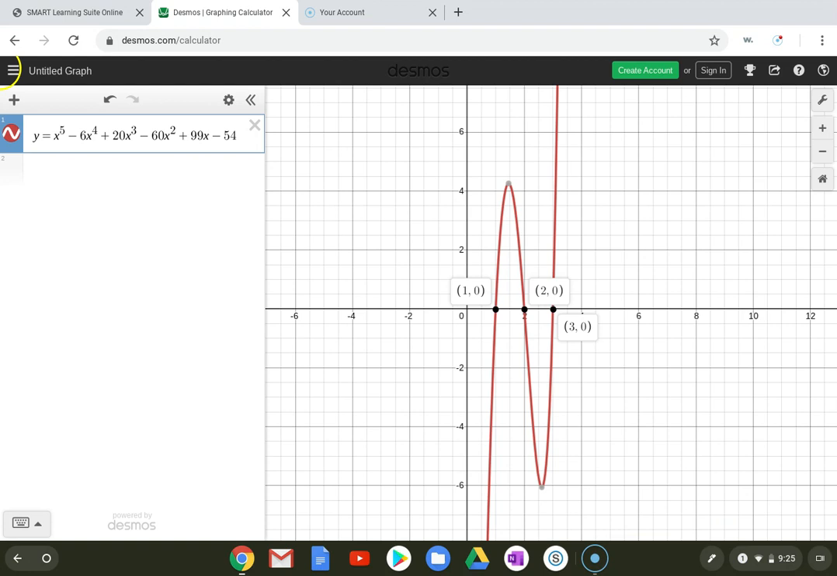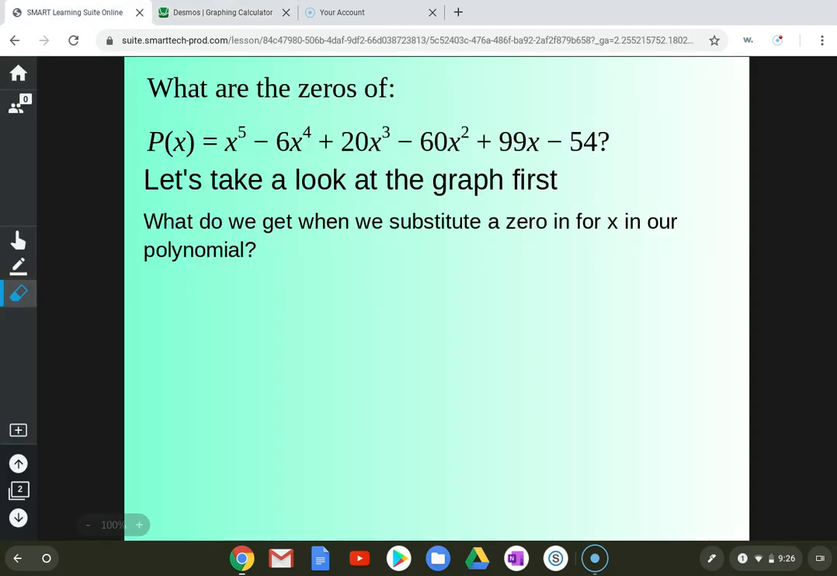Why are they called zeros? Because when x is 1, y is 0. When x is 2, y is 0. When x is 3, y is 0. So that's why they're called zeros. They're also called roots, and they're also called x-intercepts.